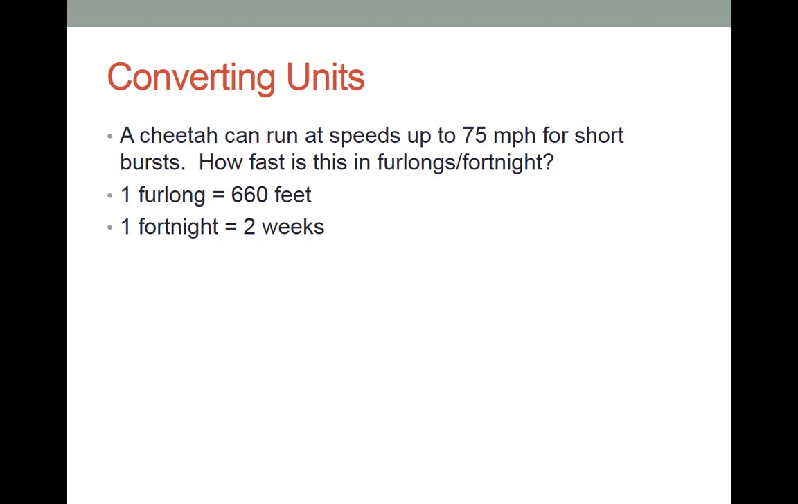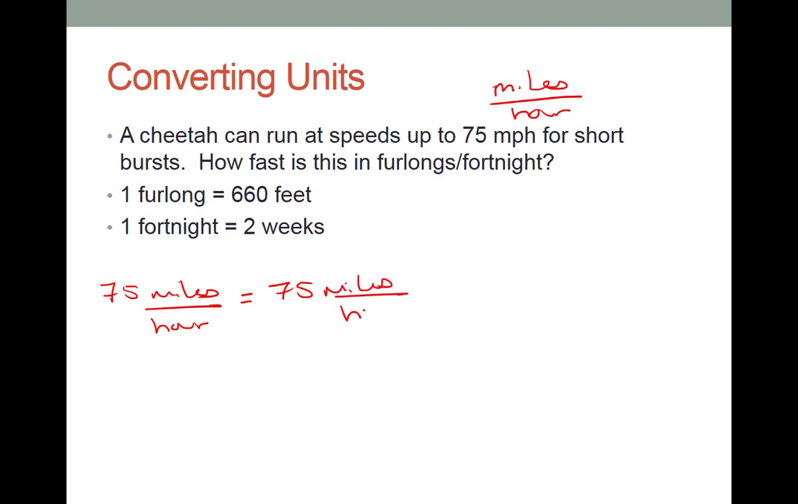Okay. So remember, this is miles per hour. So that stands for miles per, which means you divide, hour. So I'm going to take 75 miles per hour and convert it to furlongs per fortnight, starting with setting it equal to itself. And now I'm going to start converting.